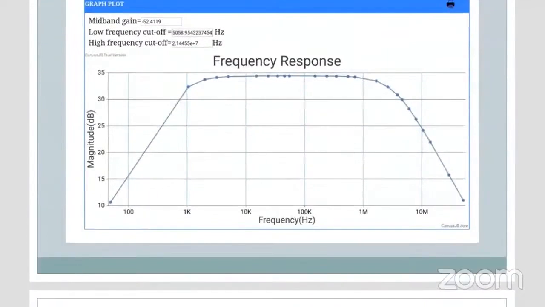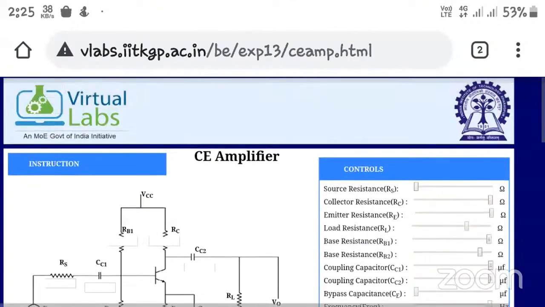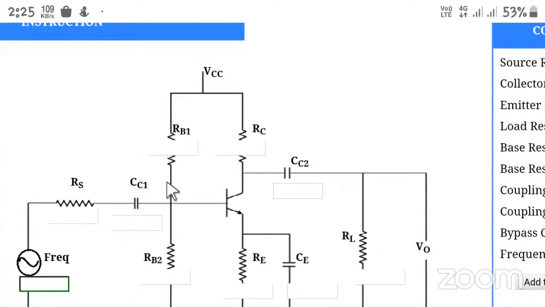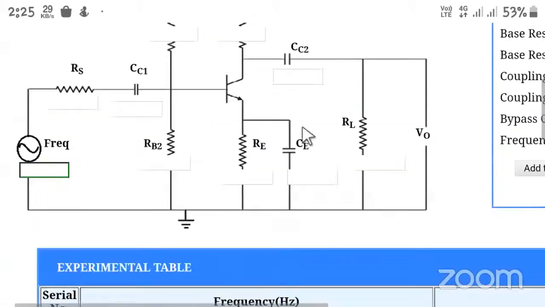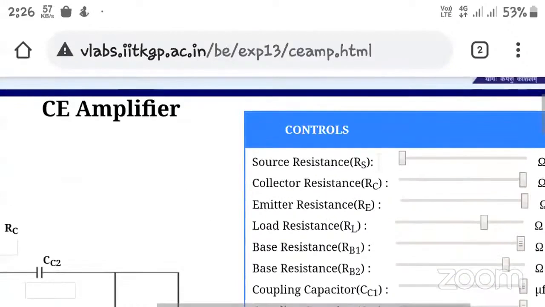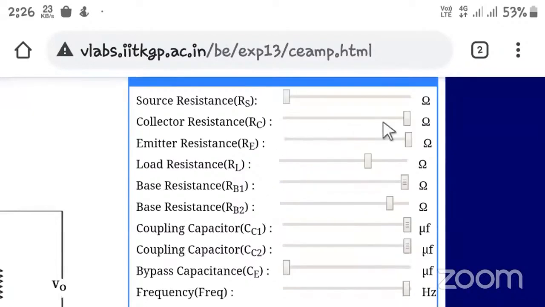This is the experimental response that I got. So let us move on to the experiment here. This is the experiment that we can see on the virtual lab. This is the resistance, this is the resistor and capacitor. Now here is the control panel, where we can set the various values of the capacitor and the resistances.